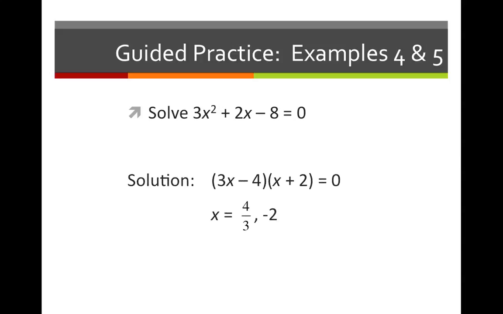All right, so in this case you should end up with factors of 3x minus 4 times x plus 2 equal to 0. And that leads us to solutions of x equal to 4/3 and x equal to negative 2.